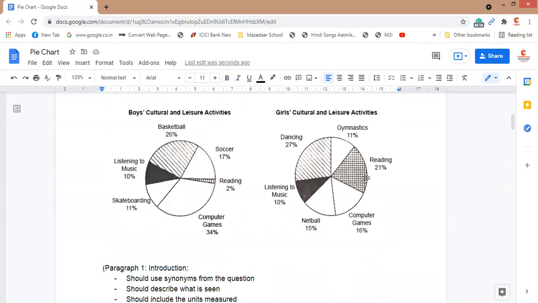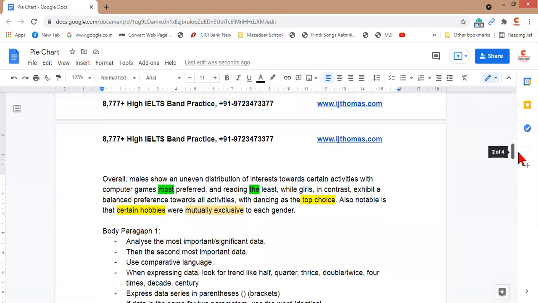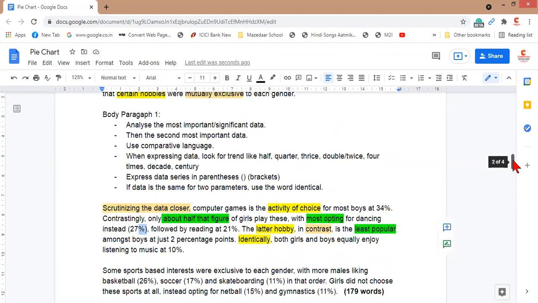If you see the big chunks of it, which was computer games, reading, and I told that the girls were most interested in dancing. And then I'm moving on to, since I talked about reading, what the boys were doing when it comes to reading. Here I use the latter hobby. Remember, latter is what was mentioned last in the previous sentence.